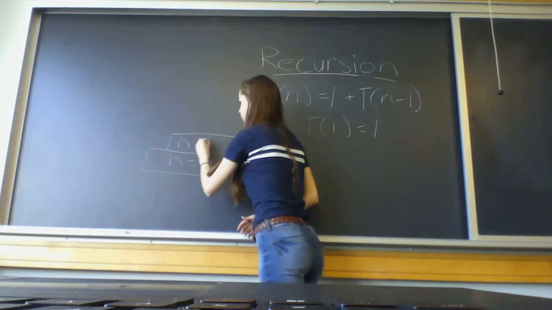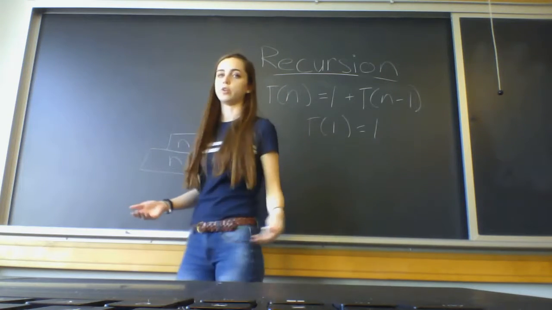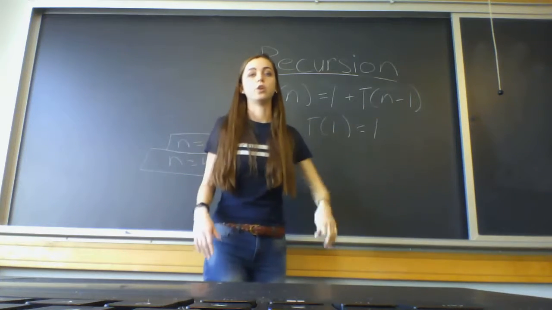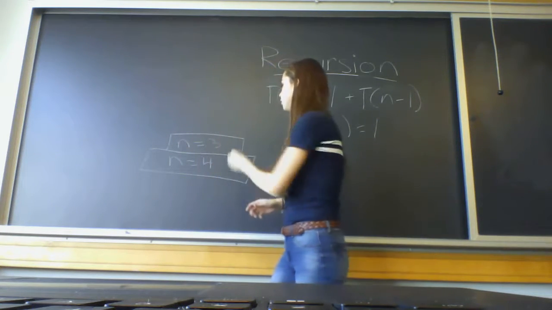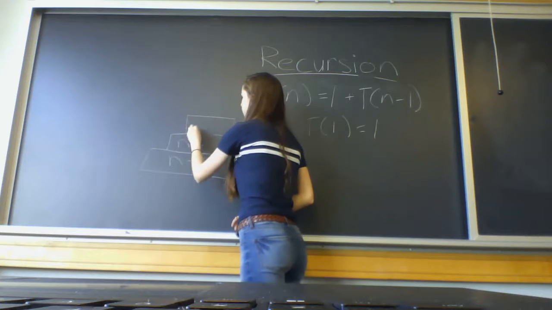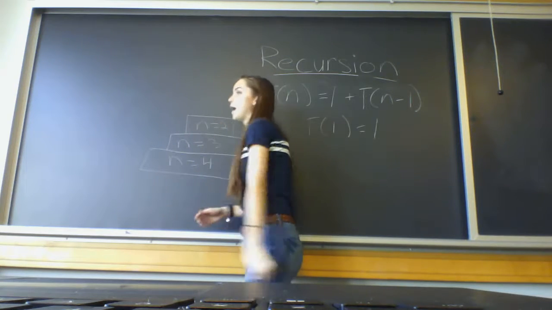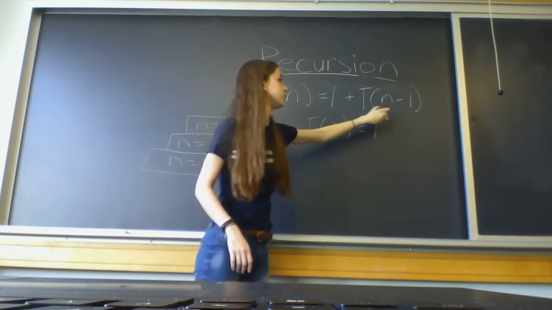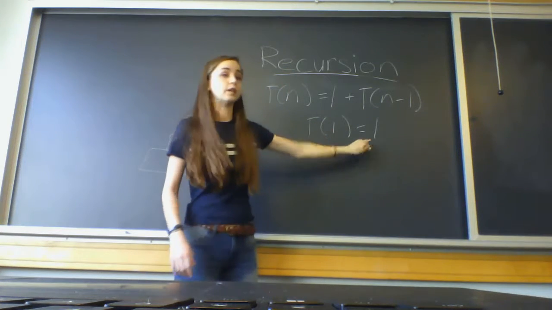So n equals 3. If we look for n equals 3, we find that we need to find n equals 2 first, or T of 2. So then we make another smaller problem, n equals 2. And from there we see T of 2 is equal to 1 plus T of 1. And that we know the answer to.